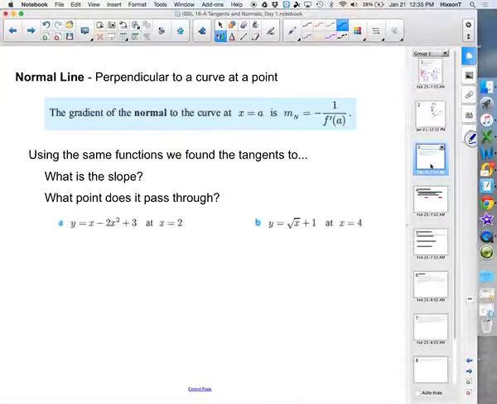Alright, so the normal line. The normal line is perpendicular to a curve at a given point. And the slope, or the gradient, of that normal line at some point A, where x is A, is negative 1 over f prime of A. Okay.